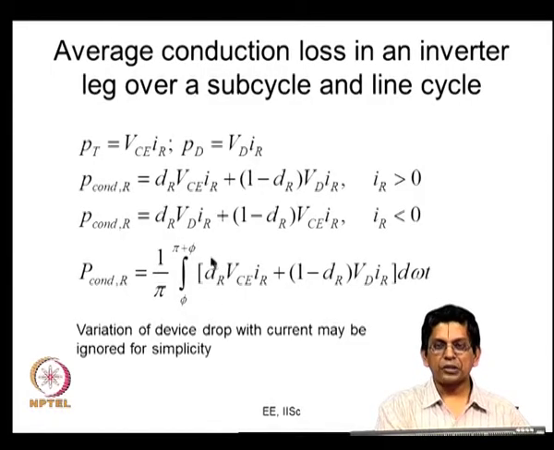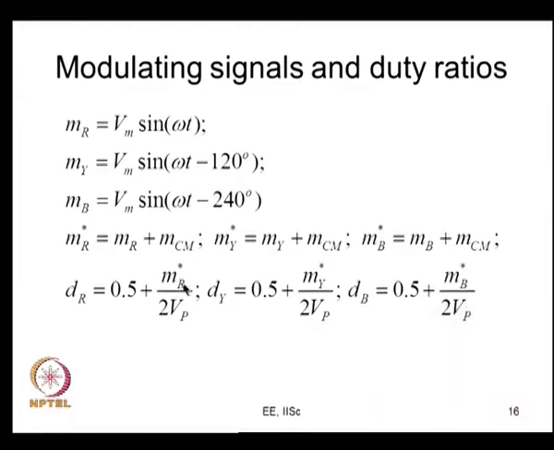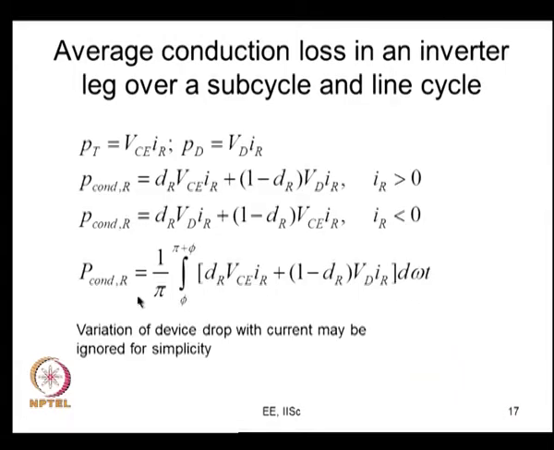Sometimes this duty ratio may be 0.5 plus a sinusoid, as in sine triangle PWM. In case of other PWM methods, it will be 0.5 plus a sinusoid plus some triplen frequency component added to that. So, this dr changes from PWM method to PWM method as a function of omega t, and like what I had said before, here it is 0.5 plus mr star by 2 Vp, and this mr star is different from PWM method to PWM method. So, since that mr star varies from PWM method to PWM method, your dr varies from PWM method to PWM method, and therefore, the conduction loss will vary.